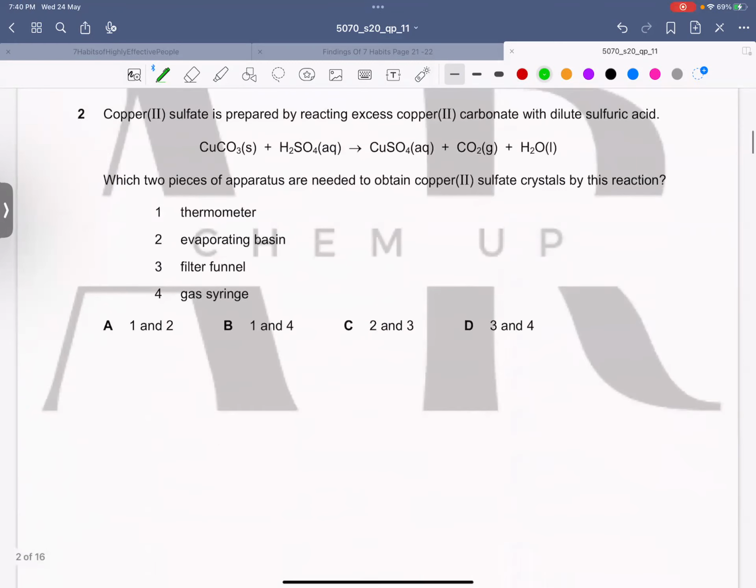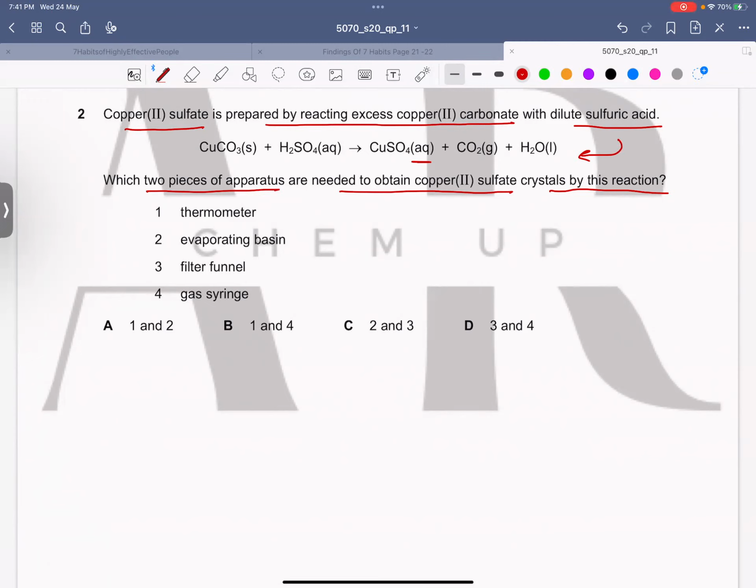Question number 2. Copper 2 sulfate is prepared by reacting excess copper carbonate with dilute hydrochloric acid, and here you have an equation as well. Which 2 pieces of apparatus are needed to obtain copper 2 sulfate crystals by this reaction? So if you see copper 2 sulfate, what is the state of copper 2 sulfate over there? It's aqueous.